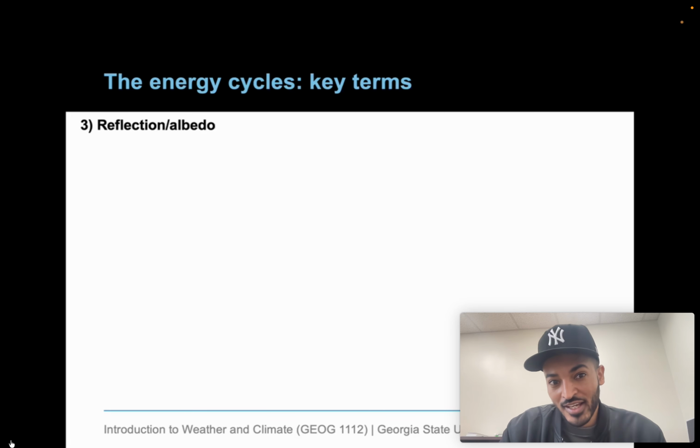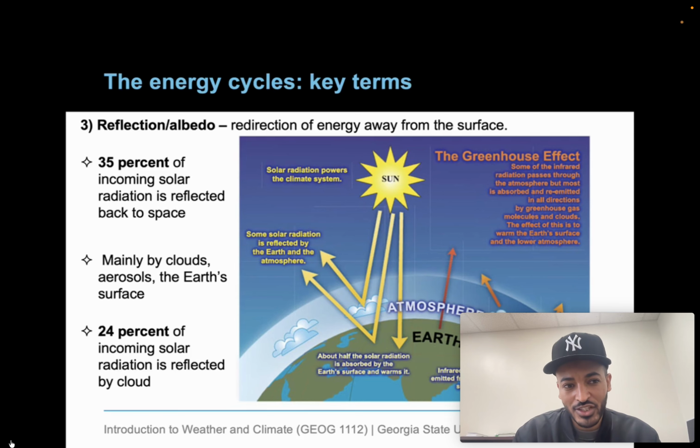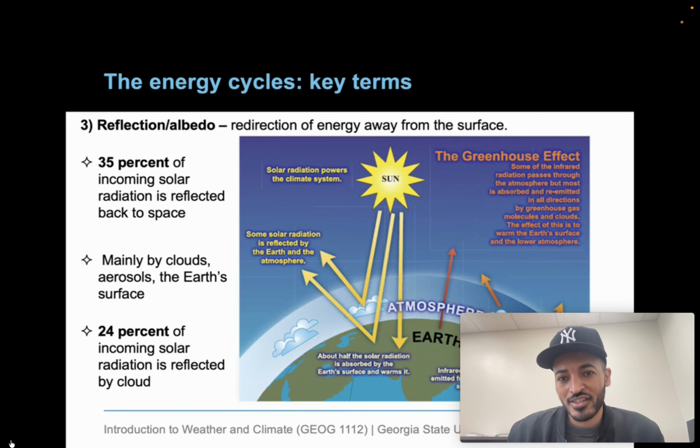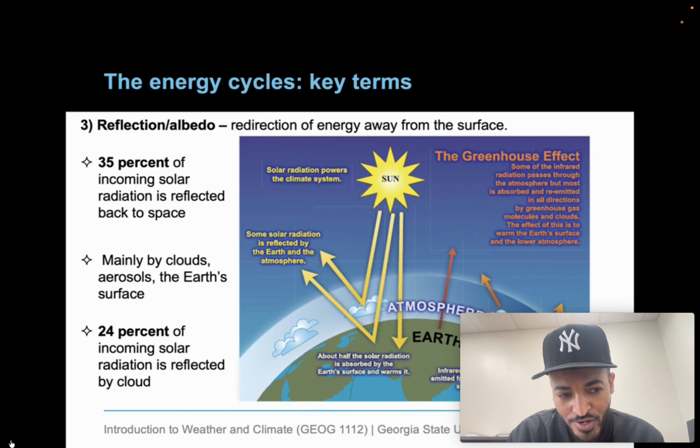And of course, not everything is absorbed; some of it is reflected. When we say reflection, it's simply the redirection of the energy that's coming from the sun, and about 35% of it is directly reflected. Why is it reflected? Because it comes into contact with different surfaces, not just the atmosphere but also the surface of the Earth. There's always going to be reflection, but it's mainly reflected by clouds and aerosols.